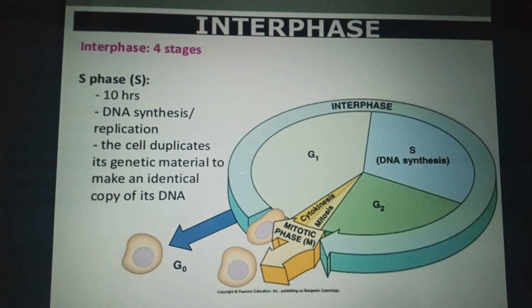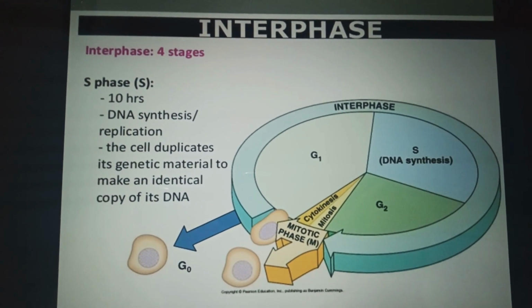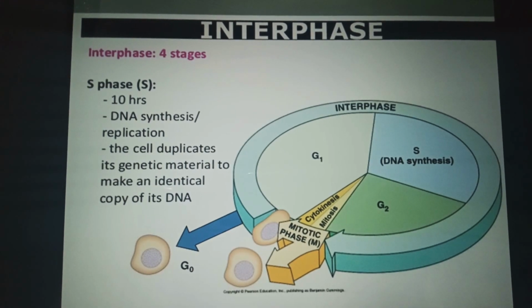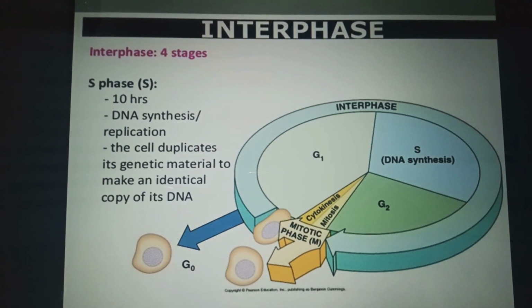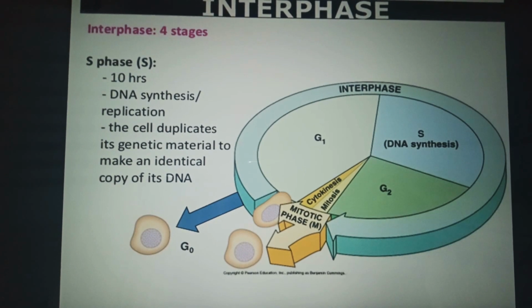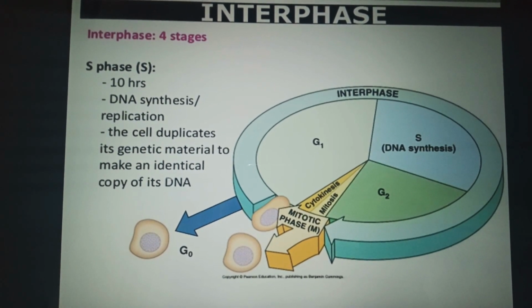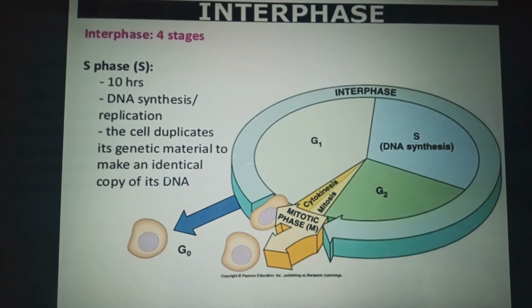The next is S phase. In this phase, the cell duplicates its chromosomes. As a result, each chromosome consists of two sister chromatids. In this phase, the cell duplicates its genetic material to make an identical copy of its DNA.